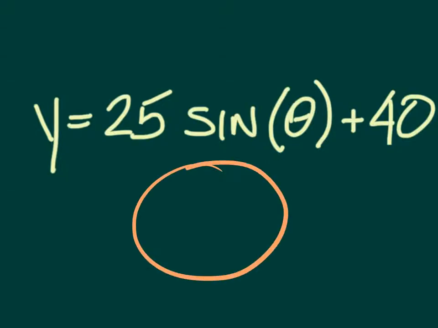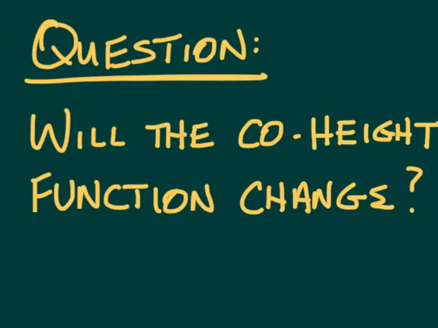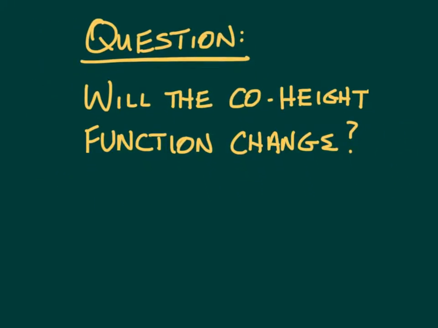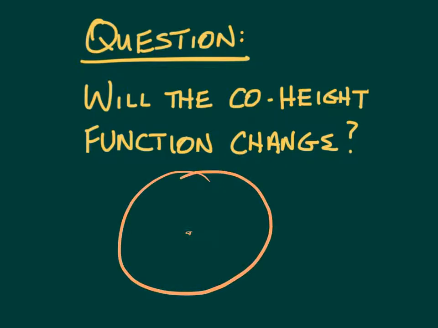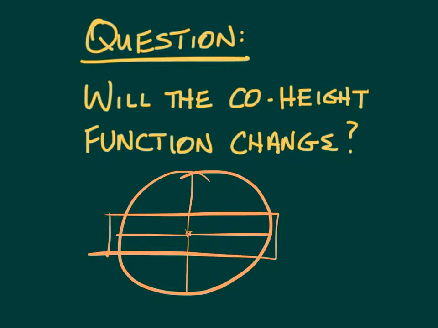Here is your Ferris wheel. Here's car 1 starting there. The platform of that. So we're going to say that this is at 40 feet. Now, here's the next question. Will the co-height function change? Here's your Ferris wheel. That's 25, negative 25, positive 25. And all we need is this part here, the x-axis. Will this change? Is it not going to go to negative 25 anymore? Will it not go to positive 25 on this side?